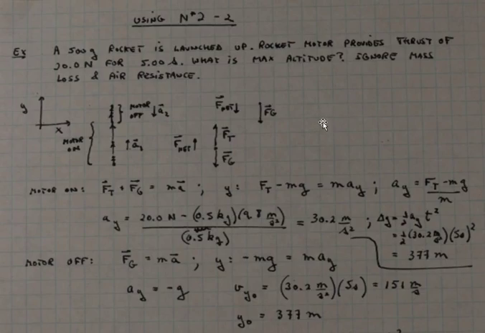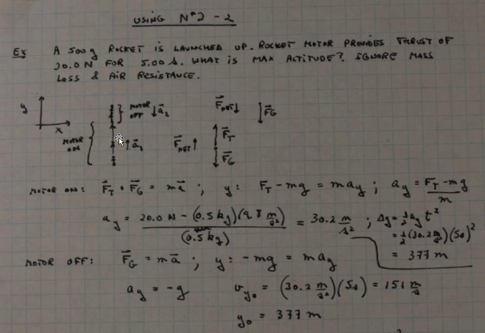Ignore any mass loss, which is in fact occurring as it uses its fuel up, and ignore air resistance, which is definitely not a very good assumption for as fast as this rocket is probably going. But we will nevertheless do that. Okay, so here's my choice of coordinate systems.